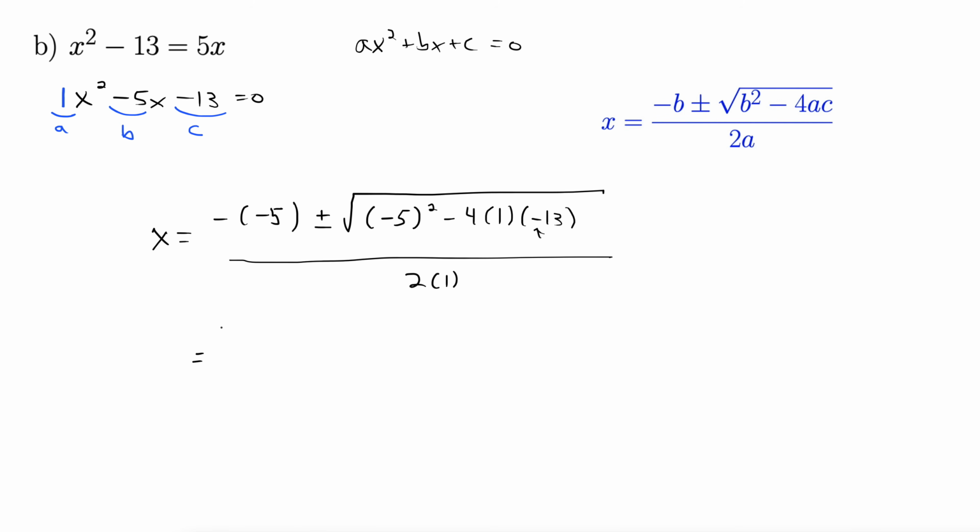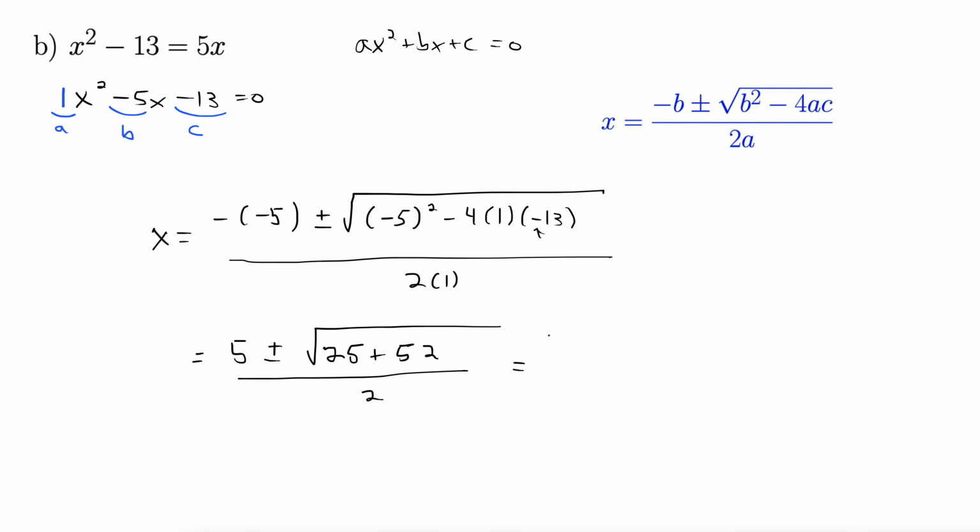Okay, negative 5 makes it a positive 5, plus or minus the square root of negative 5 squared. See how I'm careful to square out the whole thing, thus making it positive. That will always happen to your b squared term. You should never have a negative left over once you square that out. So 25, minus times a minus is a positive, so plus 4 times 13. Well, 4 times 10 is 40, plus 3 times 4 is 12, so that's 52. All over 2 times 1, which is 2.